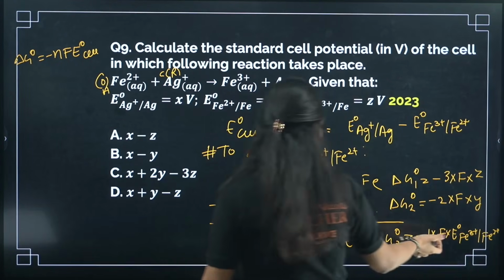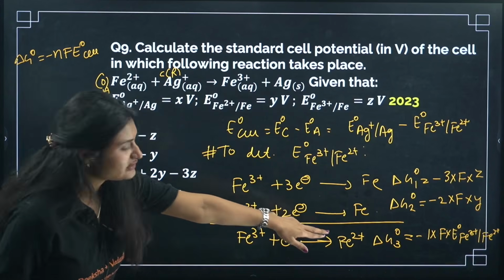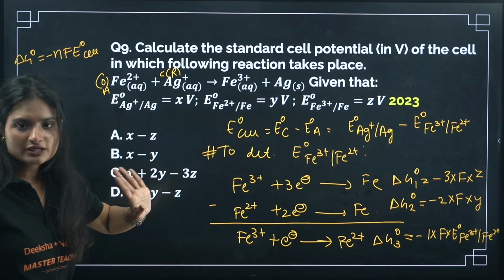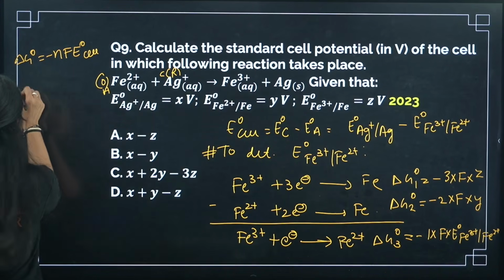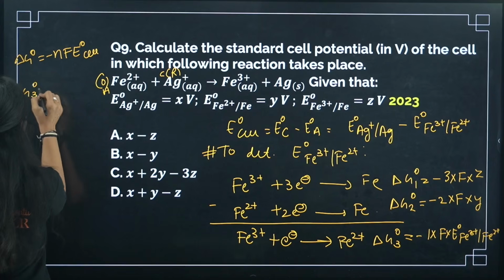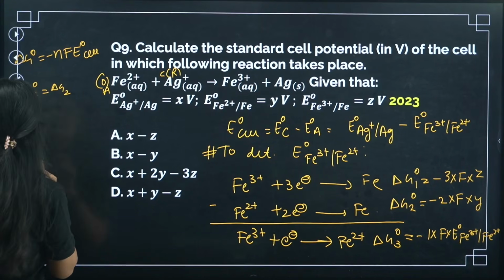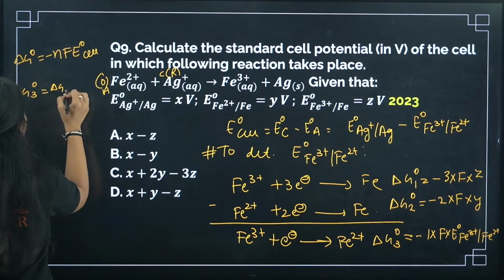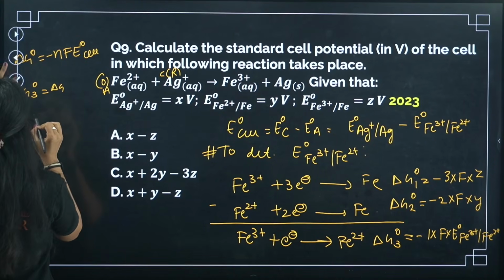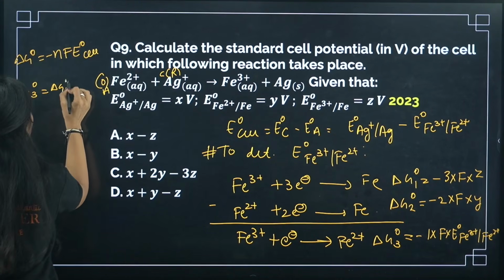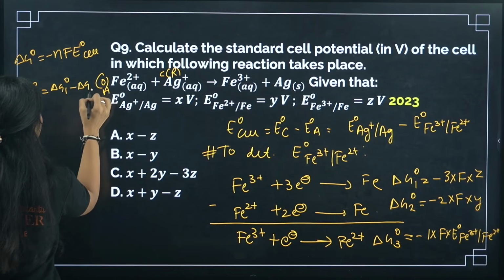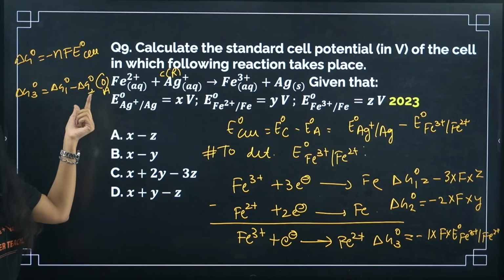This is the value we need to find, the final value. Okay, so what will I do? I'll get delta G3 naught, which equals delta G1 naught minus delta G2 naught. Clear, right?